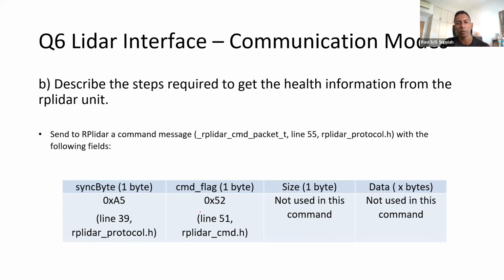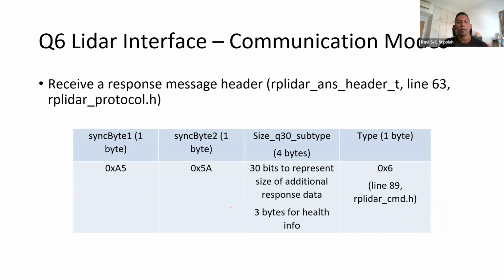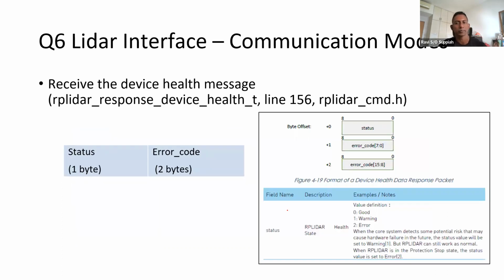Similarly, 52 is from the command table. When we send A5 and 52, you will get back the response. In this case, for the health information, you only have 3 bytes of information: the error code status and 2 bytes for error code. Again, all this is not something that we decided. It is exactly from the data sheet, and we are just trying to make sense of how the LIDAR communication works. The code is all there for you to see.